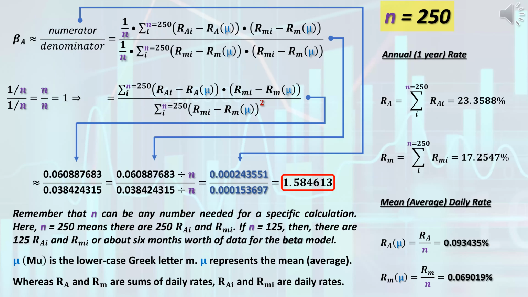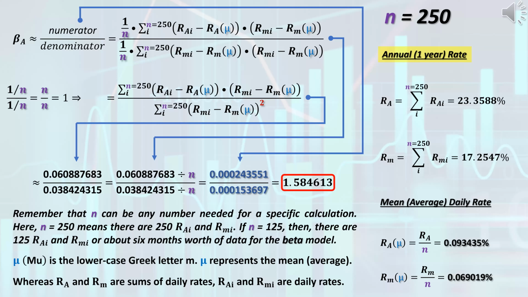Starting with n equals 250, where n is the number of rate elements with respect to both the asset and the market. Remember that n can be any number needed for a specific calculation. Here, n equals 250 means there are 250 elements for the rate with respect to the asset and 250 elements for the rate with respect to the market. If n equals 125, then there are 125 elements for both the rate with respect to the asset and the rate with respect to the market, or about 6 months worth of data for the beta model.